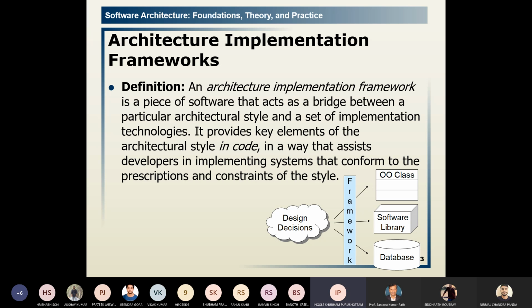So it provides key elements of the architectural style in code in a way that assists developers in implementing systems that conform to the prescriptions and constraints of the style. So the framework is giving us already a pseudocode type. The framework will provide us with the code of the architecture itself. So by using the framework, we are conforming to the prescriptions and constraints of the style.